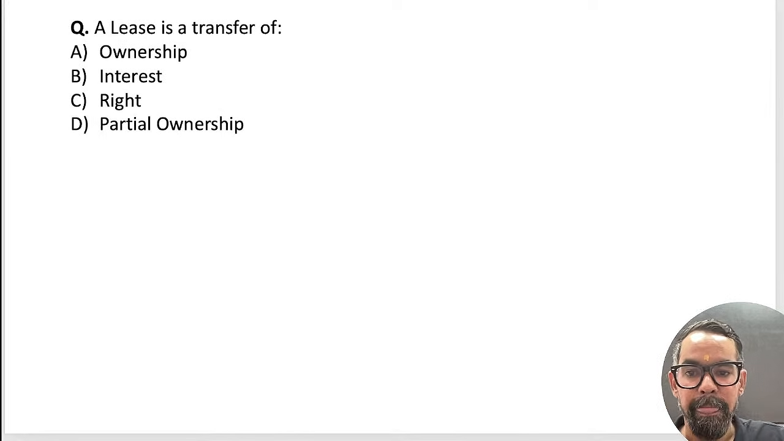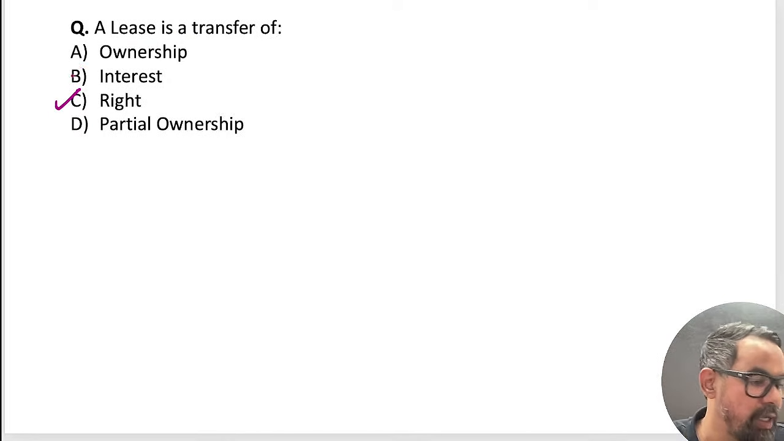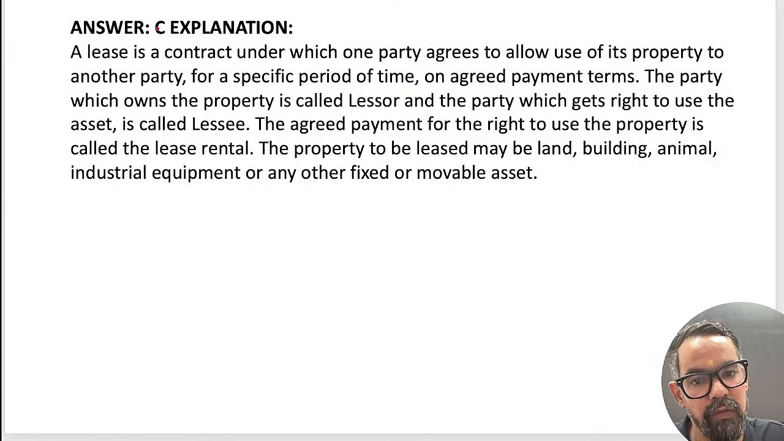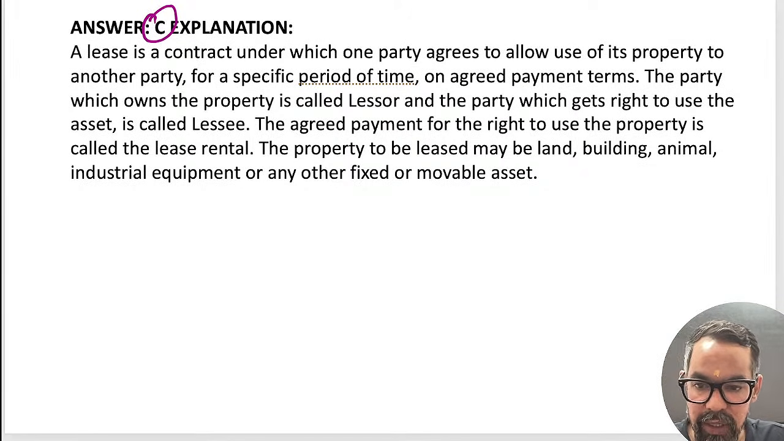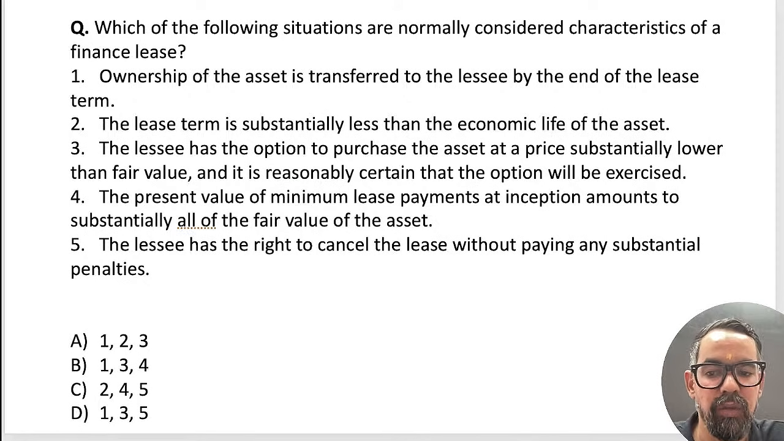Next one. A lease is a transfer of right. So option C without any doubt will be the right answer for this. Very easy one. Chalo, now we'll come to some statement based questions.